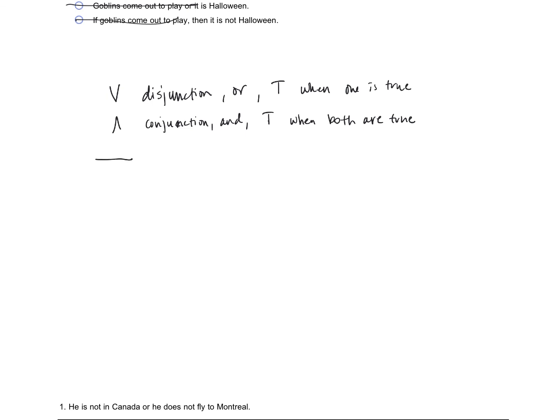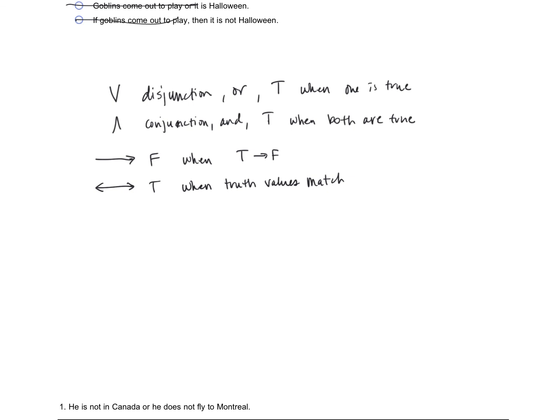Then we learned about the conditional statement. This is only false when you have a true implies a false. Okay, so if the first thing is true and that's implying a false thing, then it's false. It's always true in any other circumstance. Then we have the biconditional statement. This is true when the truth values match. So that means if you have a false, false, that's true. If you have a true, true, that's true. But if they're not the same truth value, then it's false.